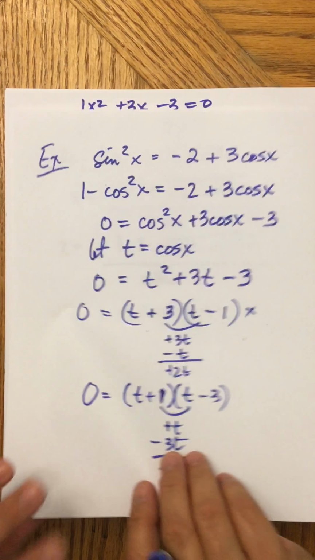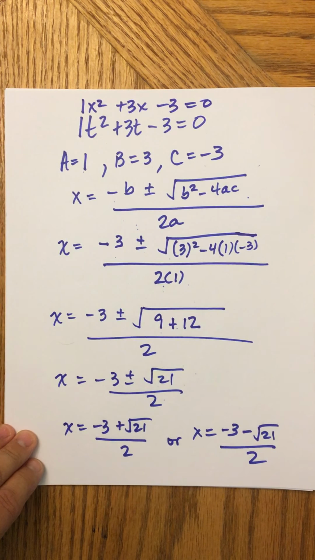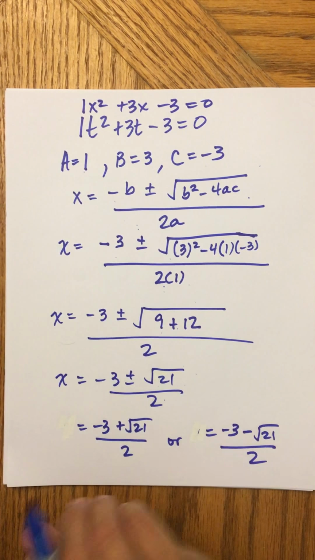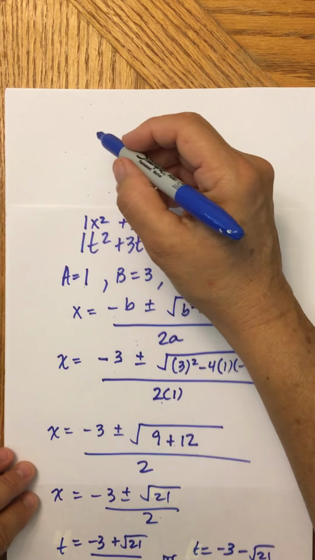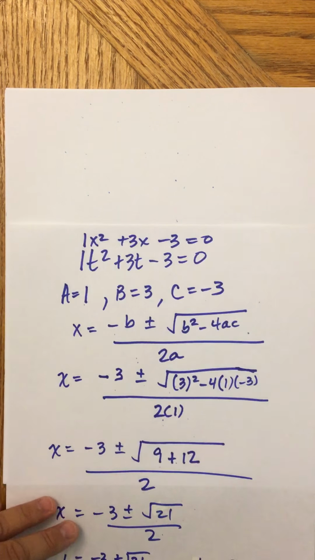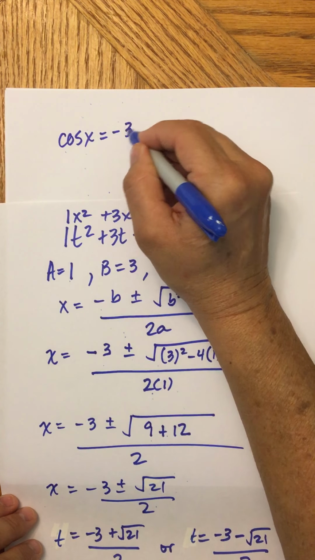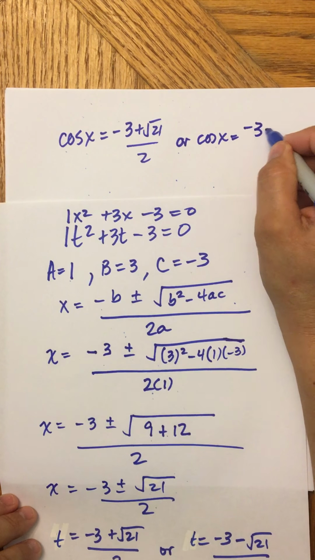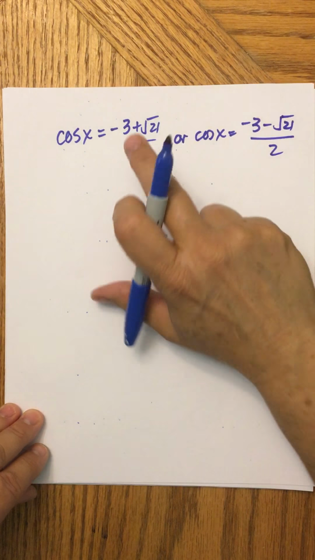But remember, we let t or x be cosine x, so let me rewrite this, so it's hopefully not confusing. We really solve for t. So now I can say that since t was cosine x, we can say cosine x is these things. So I can now say cosine x is -3 plus square root of 21 over 2, or cosine x is -3 minus square root of 21 over 2.